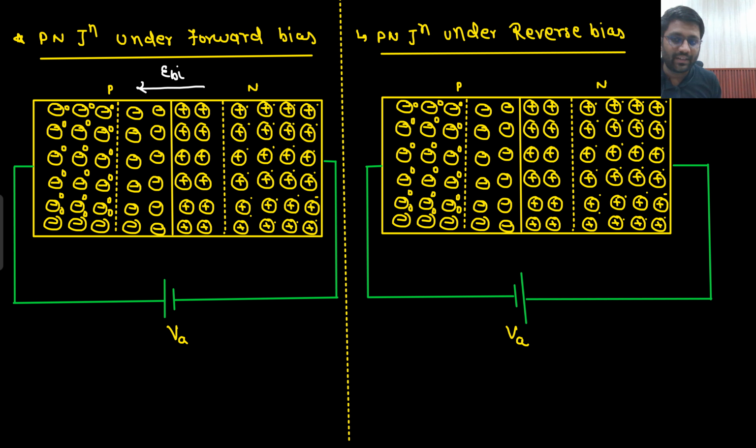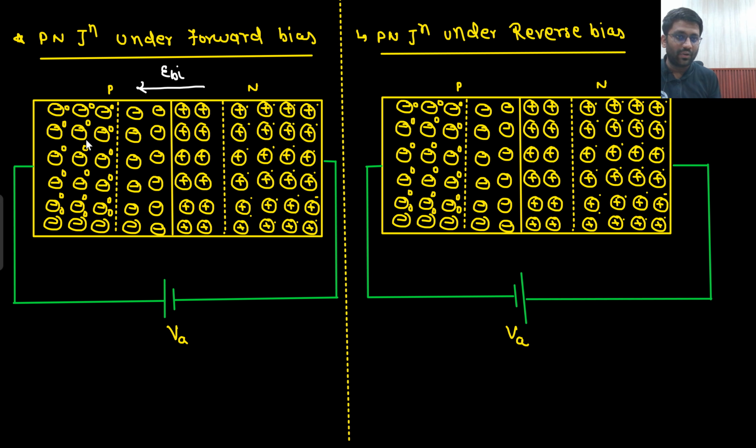That means the depletion region will have higher resistance. Why higher resistance? Because there are fewer electrons and holes. There are fewer charge carriers. Fewer charge carriers means less conductivity. Less conductivity means more resistance. Is that clear to you?